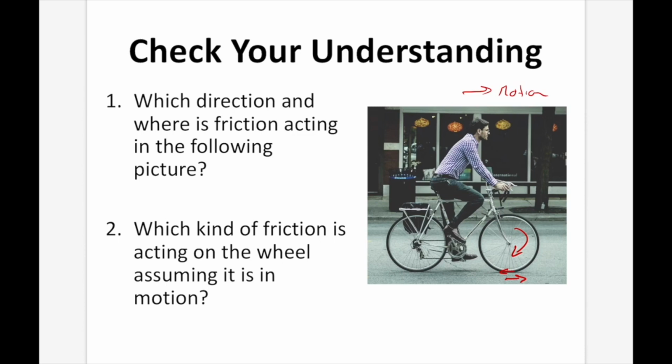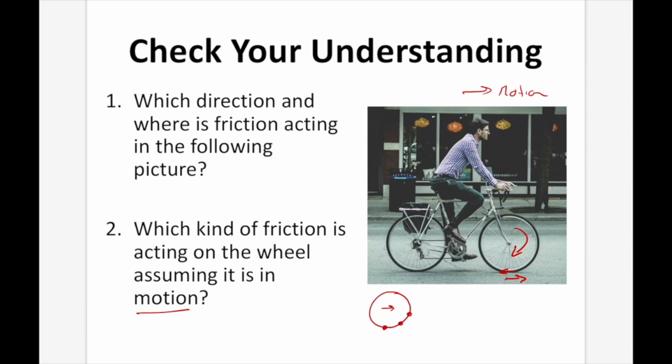What kind of friction is acting on the wheel, assuming it's in motion? Well, this is going to really throw you off, because you probably said kinetic friction because you heard the word motion. But consider a wheel. Every time the wheel moves, a different part of the wheel is going to be touching the ground. So when the wheel is going this way, first you'll get that part touching, and then as the wheel spins, you'll get this part touching and this part touching.